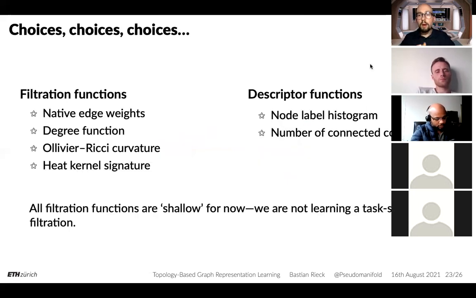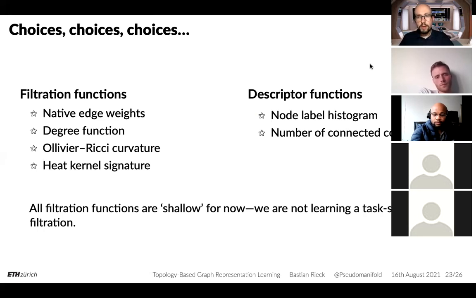But as we come towards the end of the session, I want to rather talk about the choices that we have for these descriptor functions. So in our experiments, we evaluated a lot of things. We evaluated different filtration functions, so different perspectives on the graph. We used native edge weights. We used something like a degree function. We used a curvature calculation, Olivier-Ricci curvature, which is a really hot topic now in graph neural networks research. And we used a heat kernel signature, which is a well-known descriptor arising originally in computer graphics and mesh comparison.